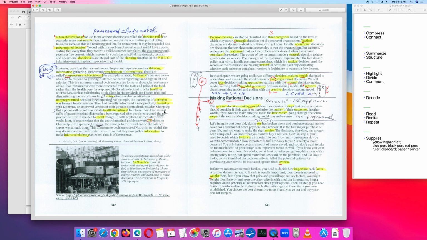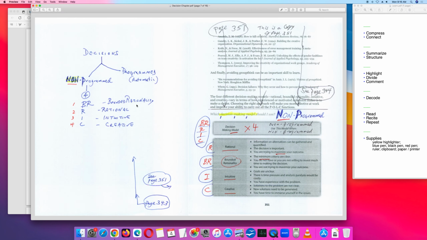So by dividing it, by highlighting keywords, by making comments, and by dividing the chapters, I was able to construct this diagram, which was so important that I had to draw it on a separate page because it gave me the structure, and then all of a sudden the whole chapter started making sense.